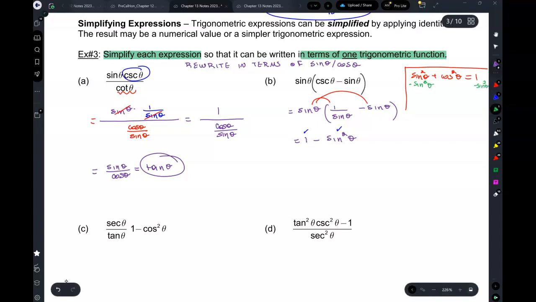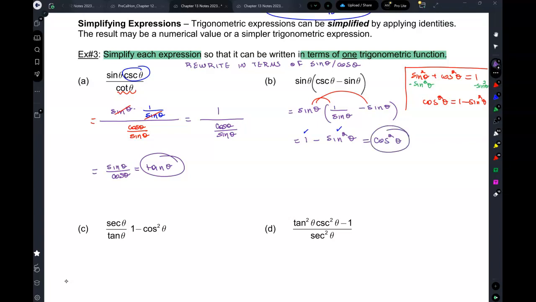What does that give me? That gives me cosine squared theta is equal to 1 minus sine squared theta, right? Isn't that literally the same? 1 minus sine squared theta. Oh my God, that whole thing is just cosine squared theta. And just like that, I reduce this to one trig function. Okay, right? Yes.